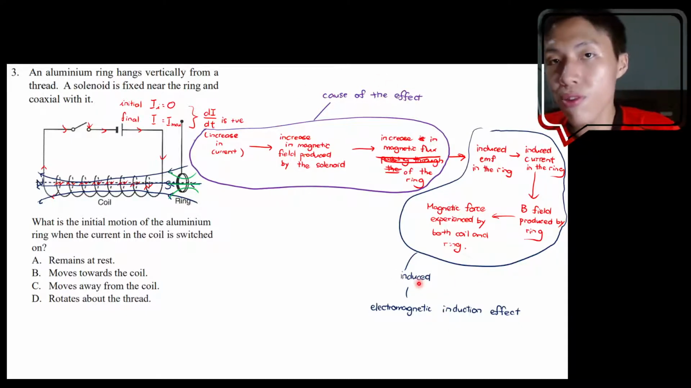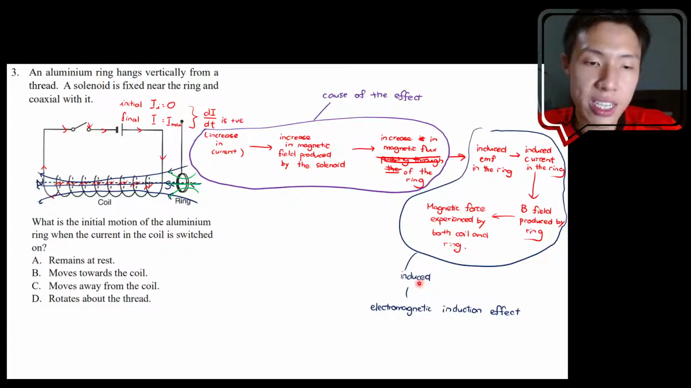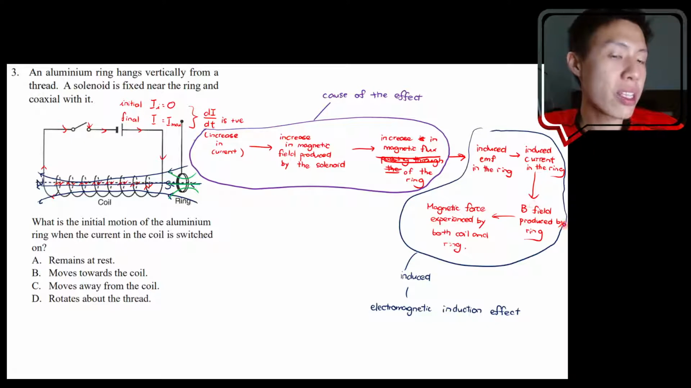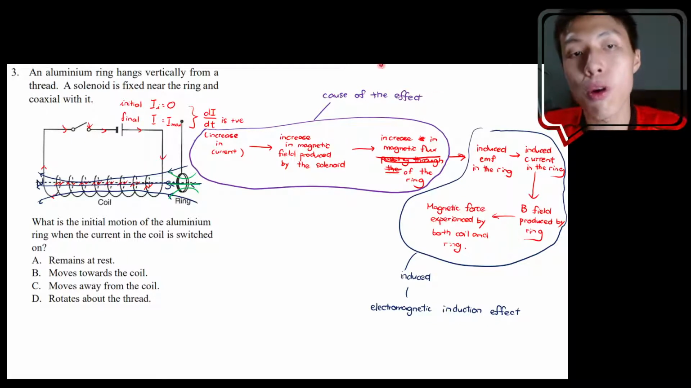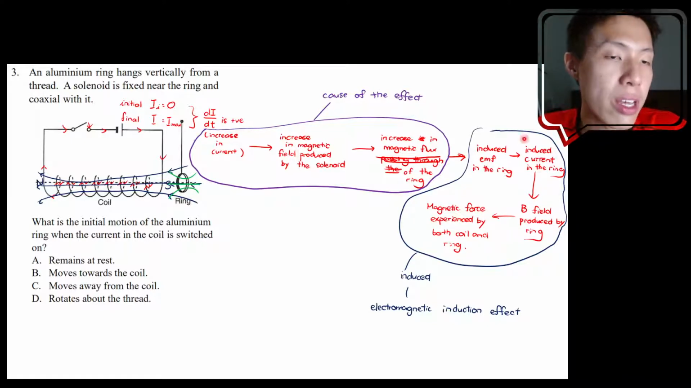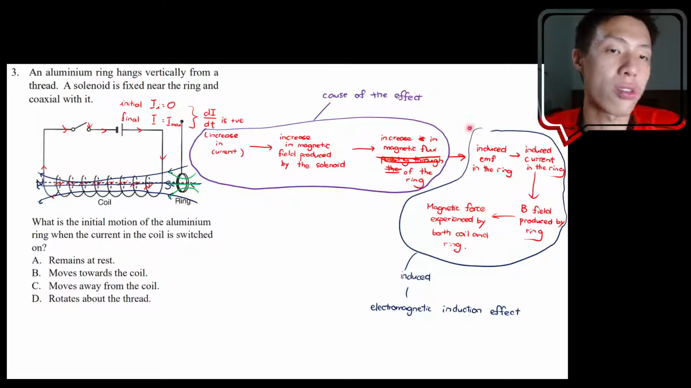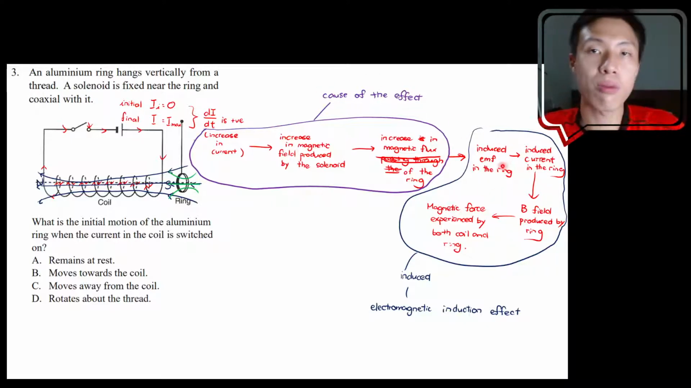If you refer to Lenz's law, Lenz's law says that the direction of the electromagnetic induction effect will be in a direction such that it opposes the cause of the effect. So the magnetic force will be in the direction to oppose the cause of the effect. The magnetic field will be in a direction to oppose the cause. The induced current will be in a direction that tries to oppose the cause. The induced EMF will be in the direction that opposes the cause.